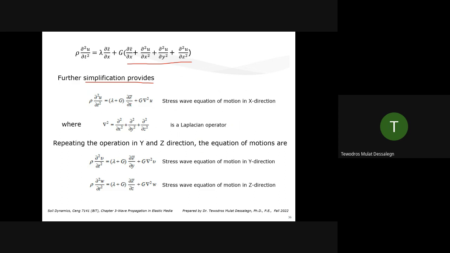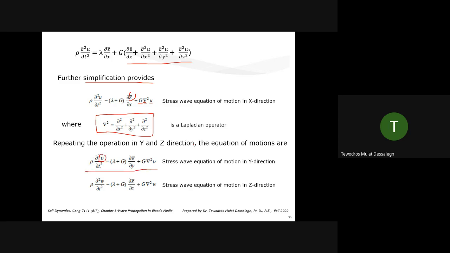Lambda plus G, volume, this is volumetric strain, shear modulus, and the Laplacian operator. And U, the deformation in the X direction. The Laplacian operator is represented by here. We did it for the X direction, but you can repeat the same exercise for Y and Z directions. And you'll find the same in the Y direction.